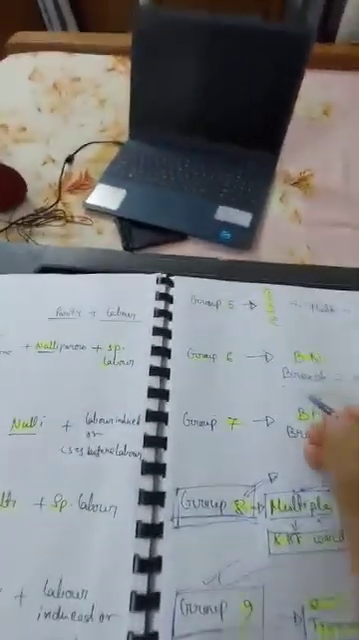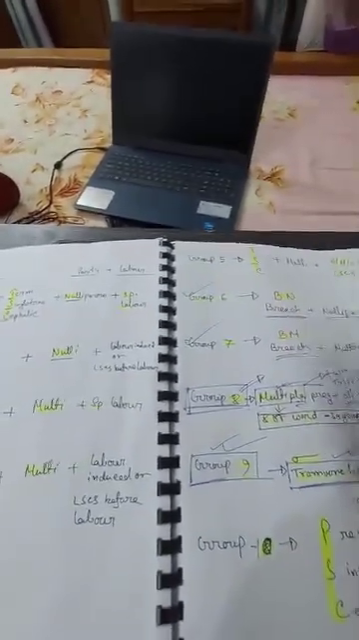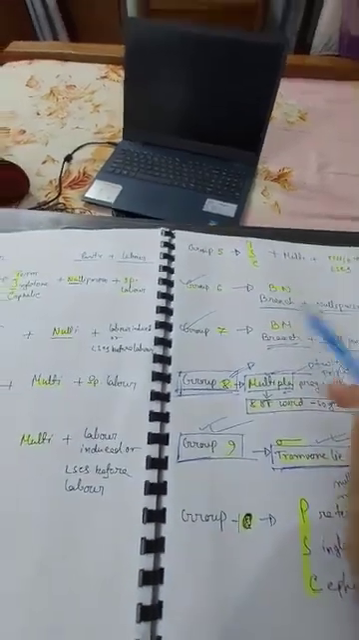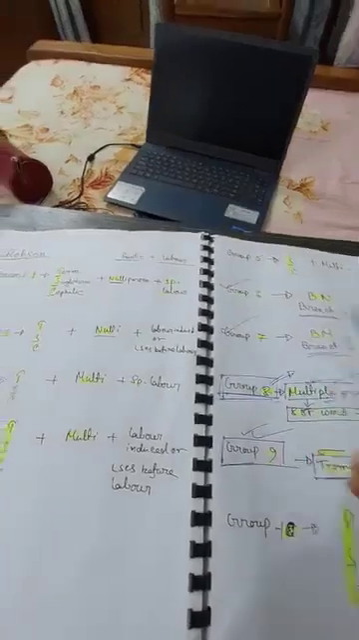Then comes another malpresentation, that is breech. Breech comes in group 6 and 7. Breech with nulliparous, group 6. Breech with multiparous, group 7. So BN, you can remember it, BN, BM. That is breech with nulliparous, group 6. Breech with multiparous, group 7.